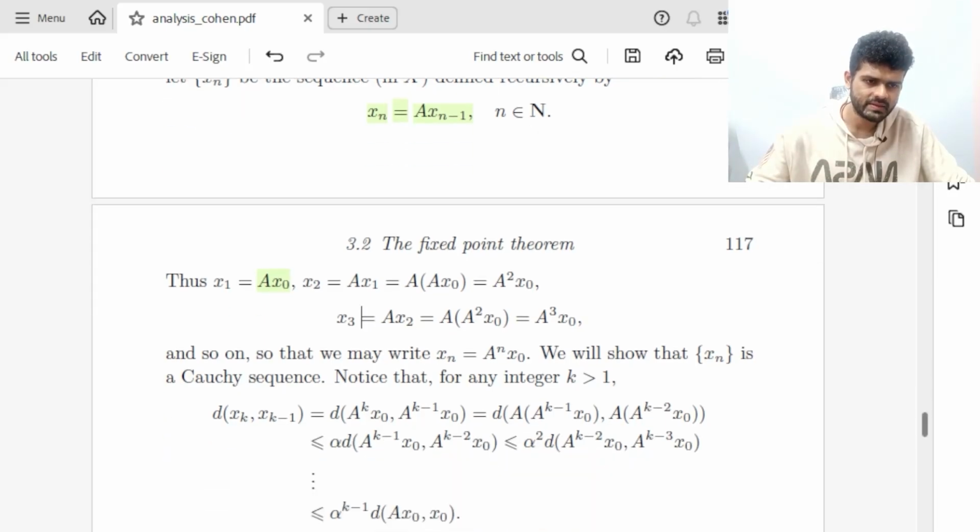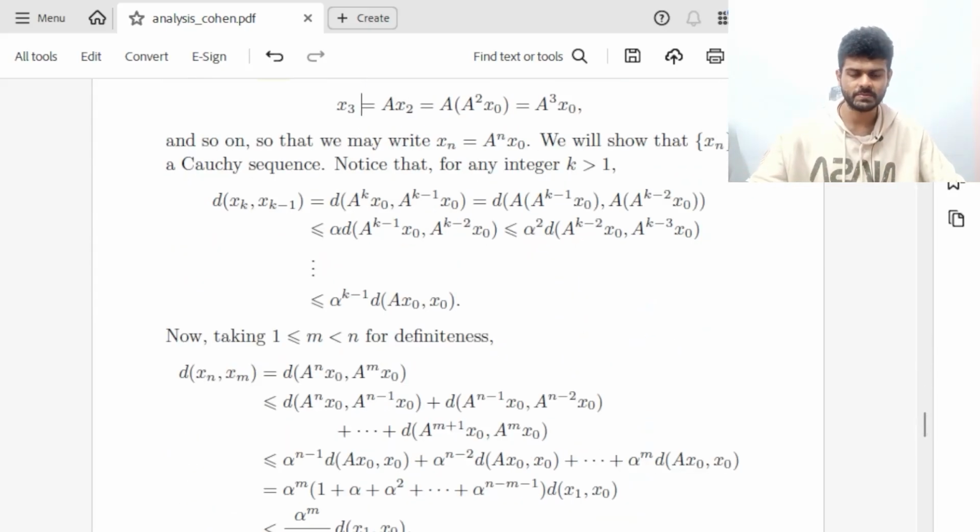Now, it's a complete metric space. What does a complete metric space mean? I've mentioned this in another video. If you have a Cauchy sequence, it converges, right?